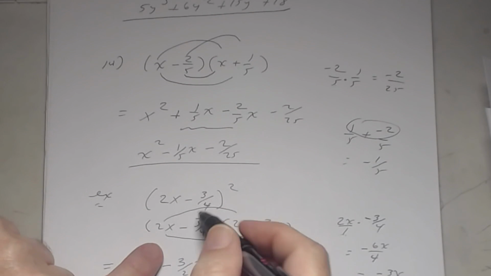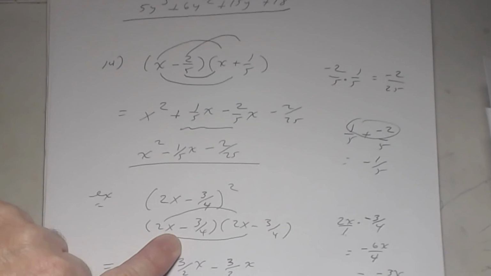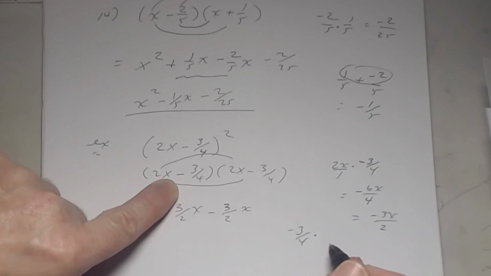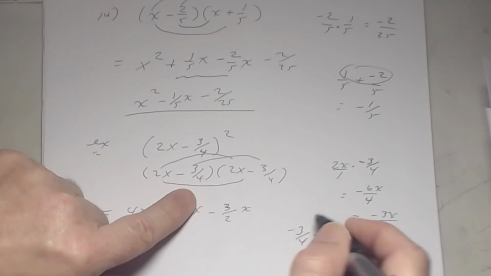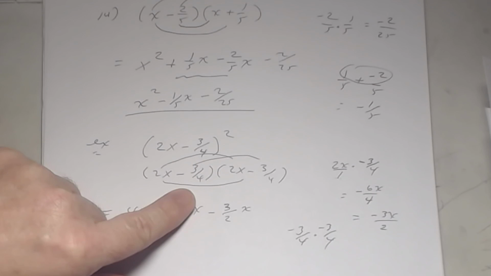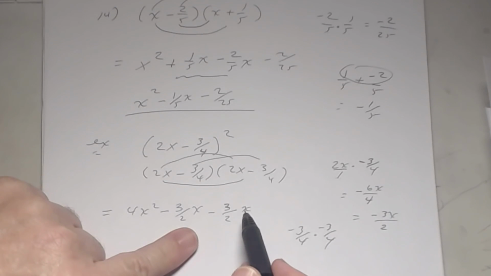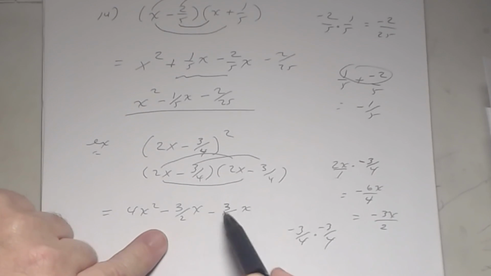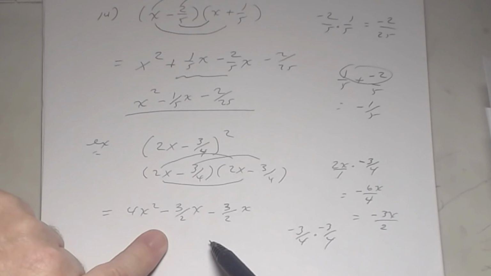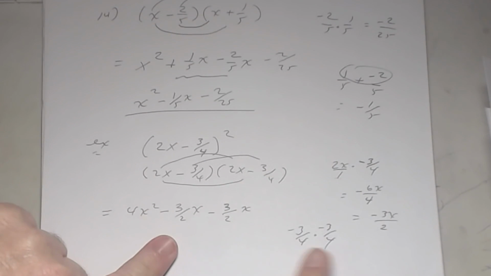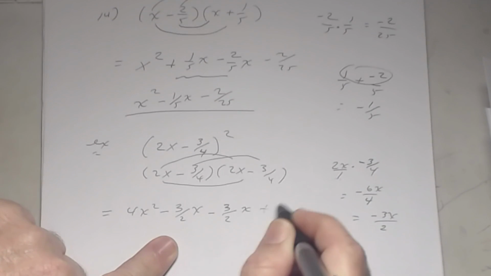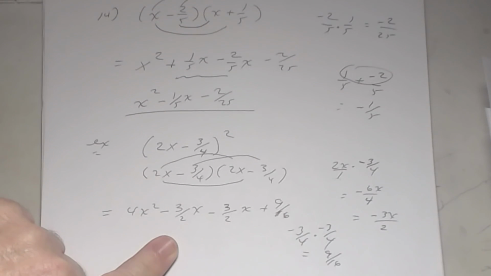All right, now let's do the last. What's a negative 3/4 times a negative 3/4? No. 9 divided by 16. Now what you are doing is adding the inner and the outer. That's what you were doing, but that's not what I asked. I said what's a negative 3/4 times a negative 3/4? That's 9 divided by 16. So that's plus 9/16. Okay?